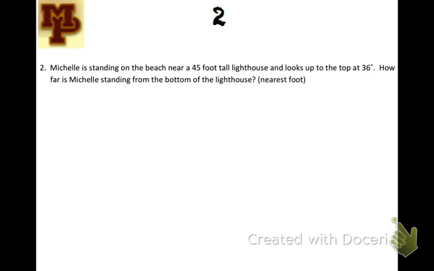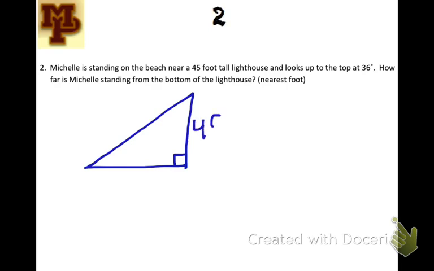Okay, next problem, we have a triangle, because we have Michelle here, and she's standing near a 45-foot lighthouse. So this is the lighthouse here, and she looks up at it 36 degrees. So this would be 36. Alright. And then what we want to figure out is how far is she standing away, so that would be this distance. Of course, this is Michelle.